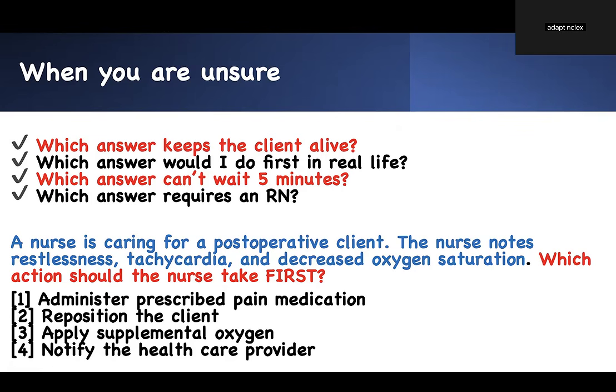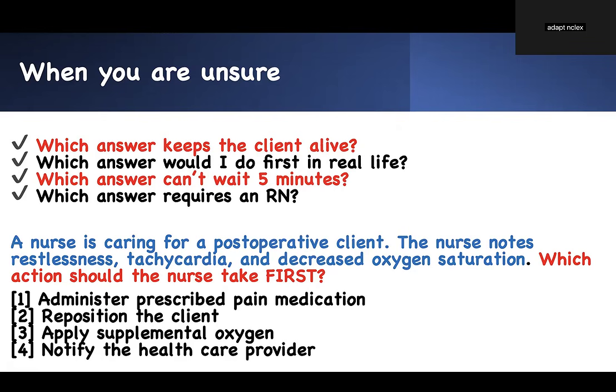And this is an example. Which action should the nurse take first? A nurse is caring for a post-operative client. The nurse notes restlessness, bad problem, tachycardia, bad problem, decreased oxygen saturation. I've told you, this patient is crashing. You have to analyze the question. Say, I have somebody who is dying. Do I need to rescue them or do I just need to do something? Therefore, do I give them pain medication? Is post-op, he has surgery. Is pain causing the problem? Reposition the client, right? Apply oxygen or notify the healthcare provider.